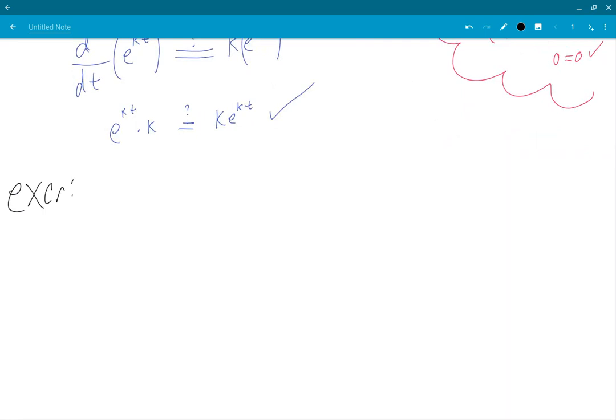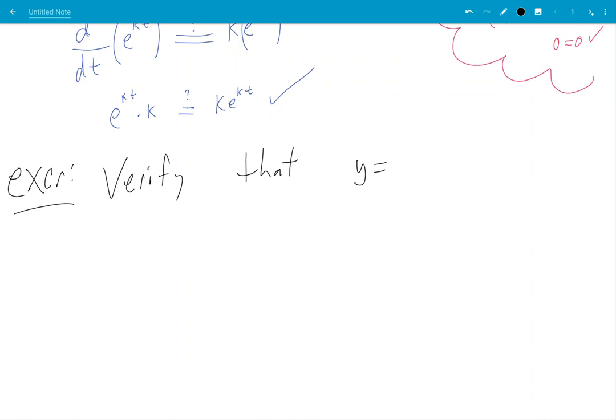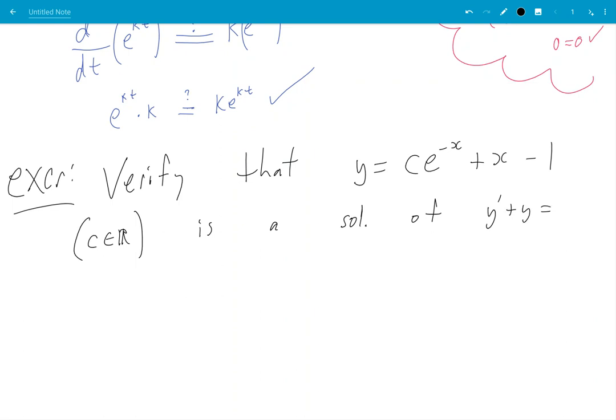Let's try an exercise. Verify that y equals c e to the negative x plus x minus 1, where c is just some real number, is a solution of y prime plus y equals x. So pause, copy, give that a try.